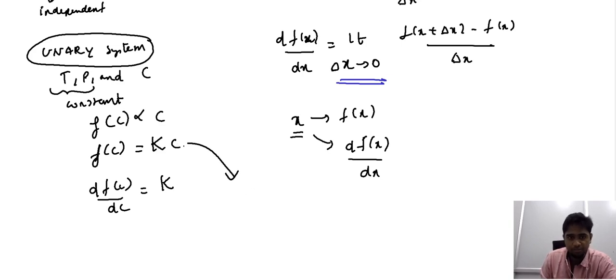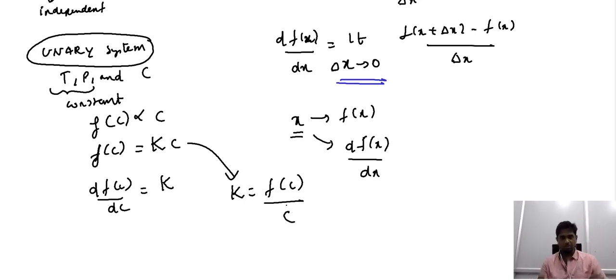So all we need to do is take the c and place it here. The constant of proportionality is nothing but the ratio of the free energy with respect to the amount of components present in the system, or with respect to the size of the system. And this ultimately leads us to the molar free energy. So the proportionality constant, in this case, is the molar free energy.